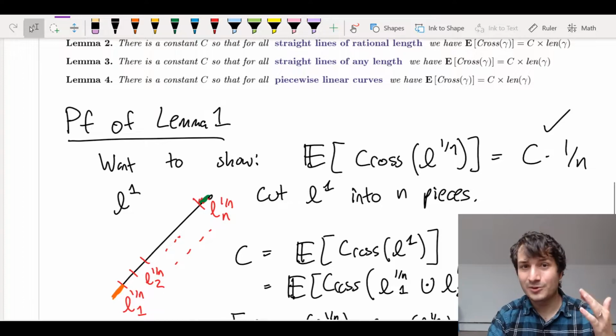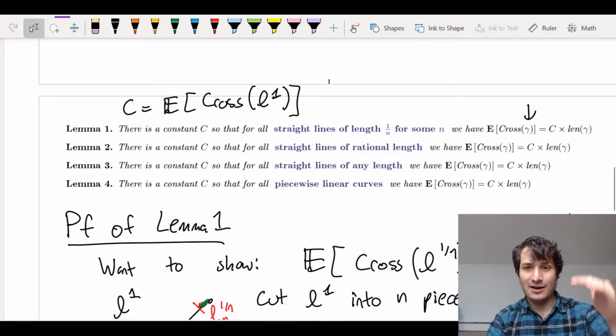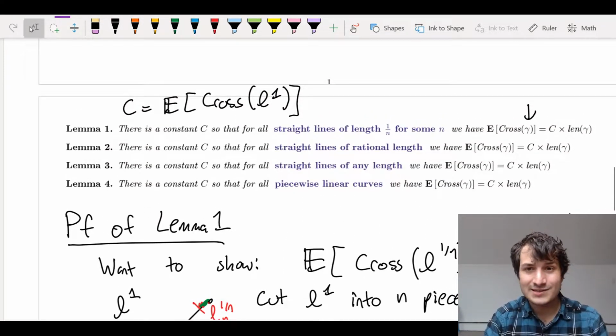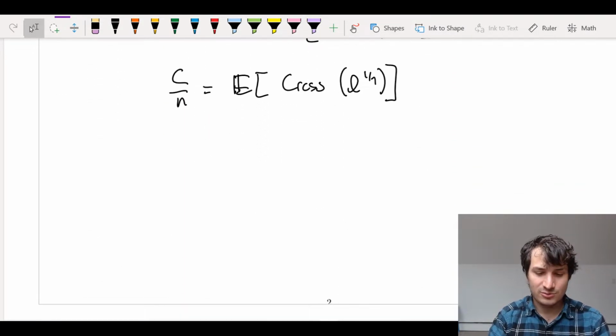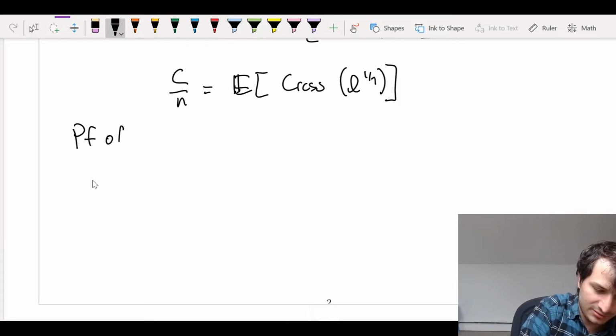That's lemma 1. So we've gone one step up the ladder. Lemma 2 is almost identical. We're doing it for rational curves. So lemma 2 is almost identical. The proof of lemma 2.